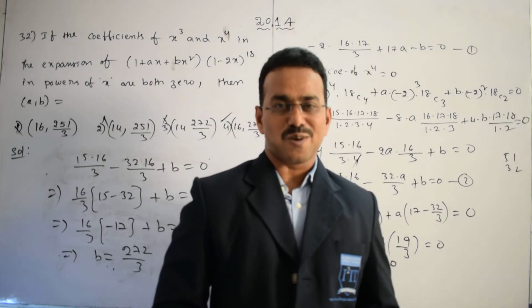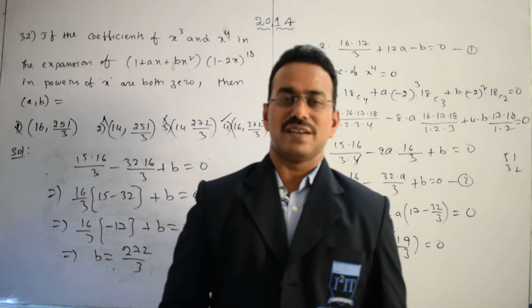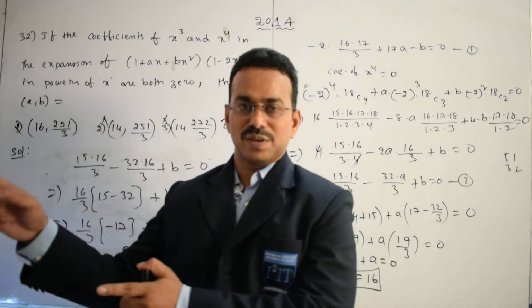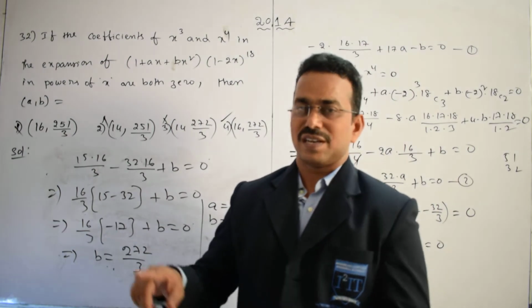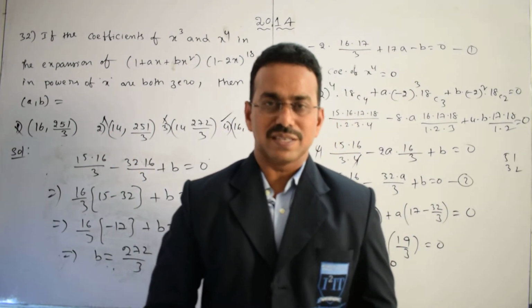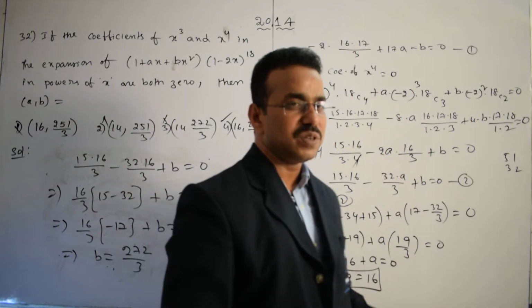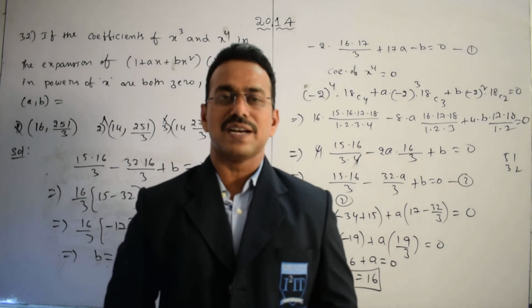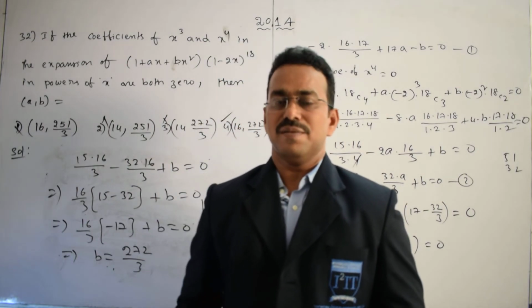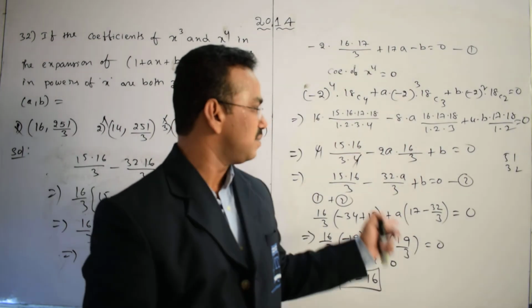At last, what is the process we applied? Here simply we equated the coefficient of x cube equal to 0 and also the coefficient of x power 4 equal to 0. Finally, we get two equations, two unknowns in terms of a and b, and then we solve those two equations. Finally, we get the values of a comma b. This is the procedure. So it is a little bit lengthy, but don't make any mistakes.